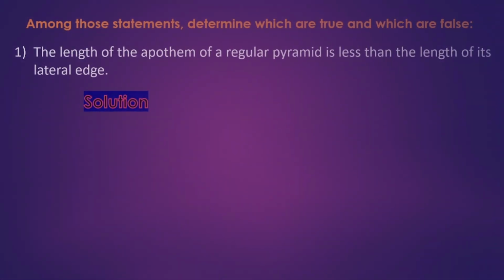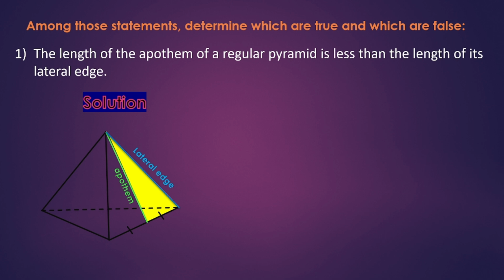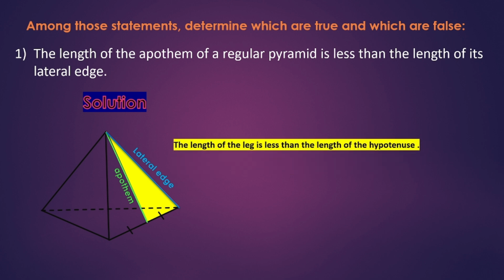So, the length of the apothem of a regular pyramid is less than the length of its lateral edge. Yes or no? I have drawn a regular pyramid in front of you. I have highlighted a right triangle in yellow. Here is the apothem, marked in green, and the side edge is marked in blue. And so, why is this a yellow triangle? Why will it be right-angled? Because the apothem will always be perpendicular to the edge of the base of the pyramid, and the length of the leg is always less than the length of the hypotenuse of this triangle. So, the answer is yes.